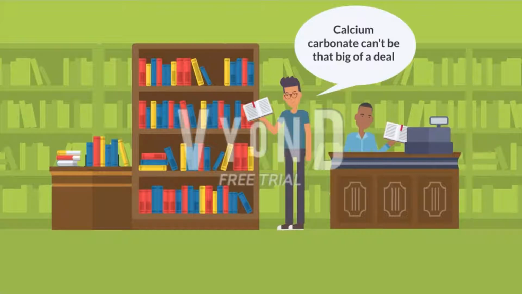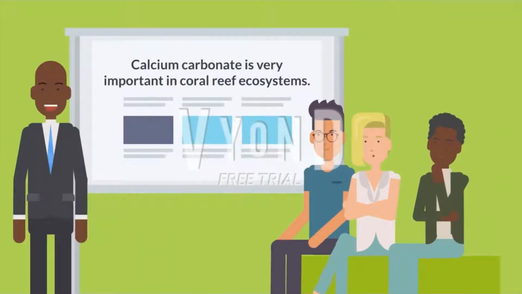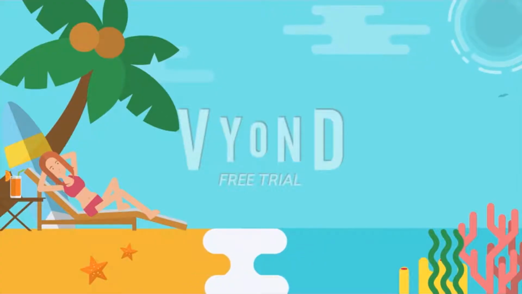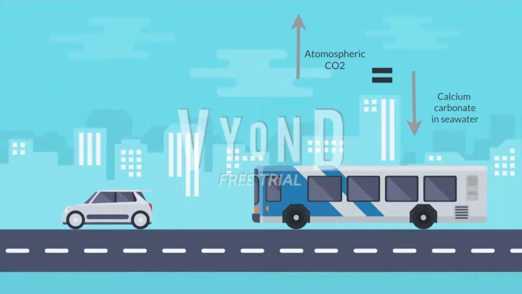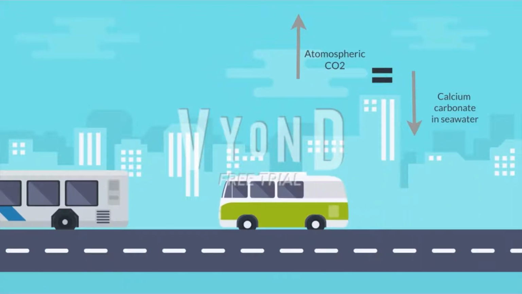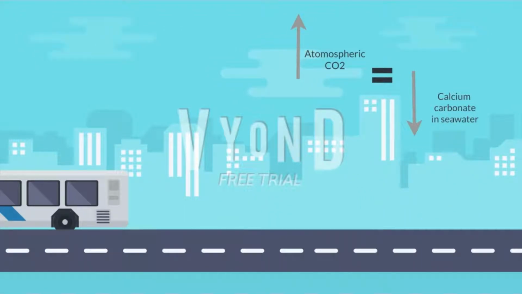Calcium carbonate is a chemical compound with the formula CaCO3. It is very important in coral reef ecosystems as it is the main component in the shells and skeletons of marine organisms such as corals and shellfish. Increases in atmospheric carbon dioxide levels have been the major cause for decreased levels of calcium carbonate in seawater.